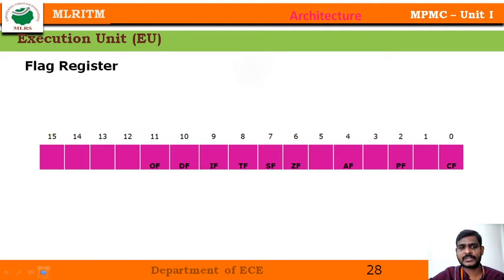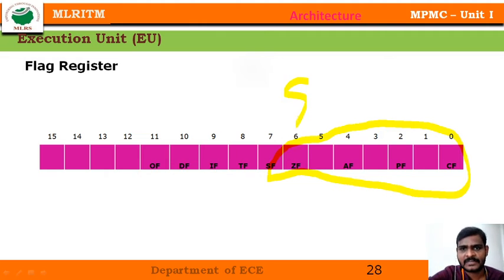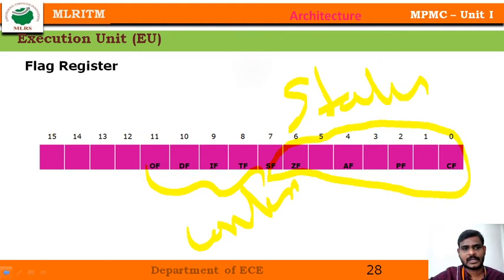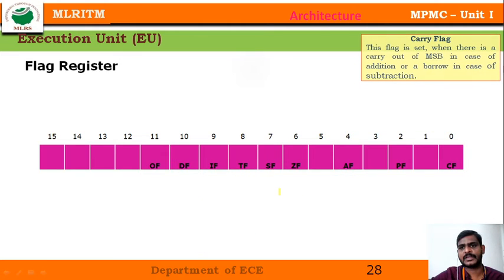Of those 9 flags, 5 flags are called status flags. The other 4 are called conditional flags or control flags. Okay, so we'll see them individually.